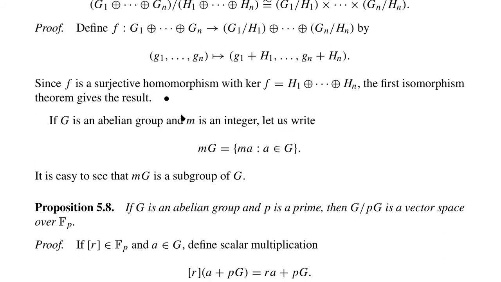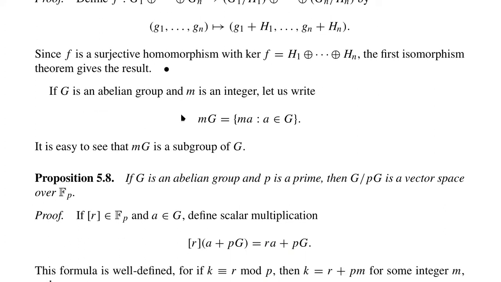But yeah. So he defines these subgroups mG, where you have an integer m, and this is pretty much like the integers modulo something like 2Z, or essentially these are multiples of elements of a group. So mG is filled with these ma, where m is an integer, and this happens to be a subgroup of the abelian group G.